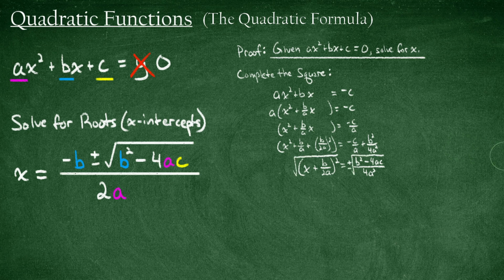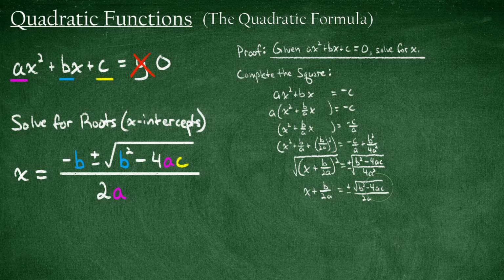Next step is going to be take the square root of both sides. Make sure you have a plus or minus on the right-hand side because I'm taking the square root of an x squared on the left-hand side. And when I do that, the x plus b over 2a pops out. And on the right-hand side, I'm left with plus or minus. Well, this numerator, I can't really do anything with the square root of b squared minus 4ac, so we just leave it.